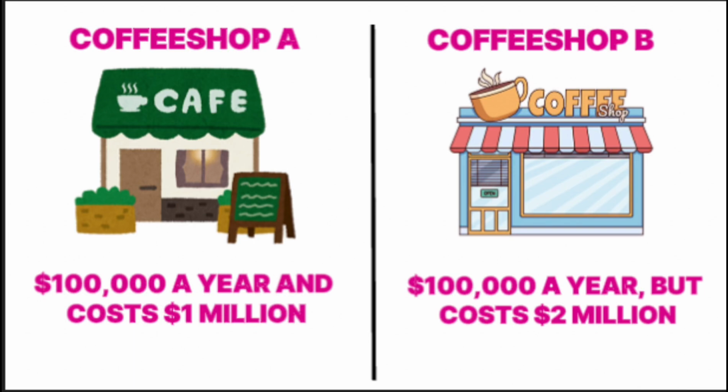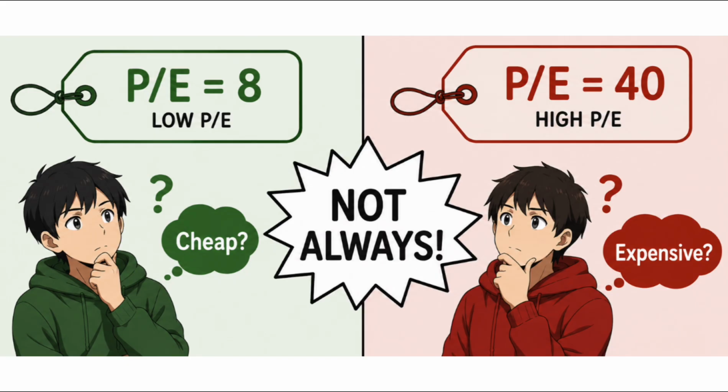The higher the PE, the more investors are paying relative to current earnings. The lower the PE, the less investors are paying relative to those earnings. But that doesn't automatically mean one is better than the other. Many beginners assume a low PE means a stock is cheap and a high PE means it's expensive. But investing isn't that simple.